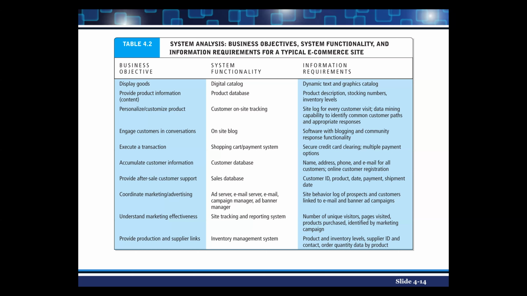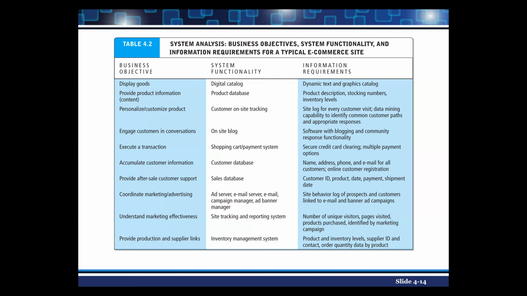If the business objective is to provide after-sale customer support, then our system should have a sales database, which needs customer ID, product, date, payment, and shipment date. If our business objective is to coordinate marketing and advertising, then our system should have an ad server, email campaign manager, and ad banner manager. In those functionalities, we need a site behavior log of prospects and customers linked to email and banner ad campaigns. In terms of understanding marketing effectiveness, we should have a site tracking and reporting system, with the number of unique visitors, pages visited, and products purchased, identified by marketing campaign.